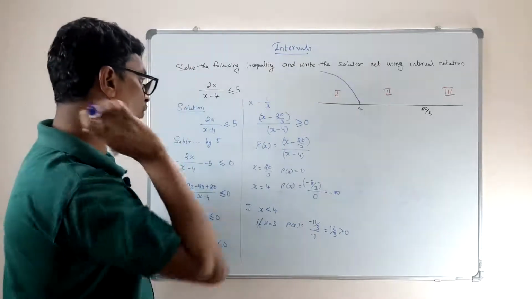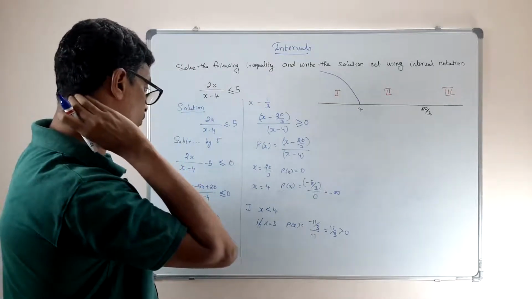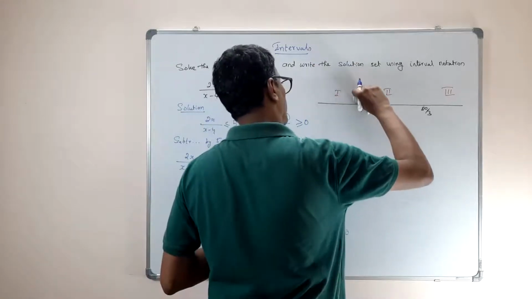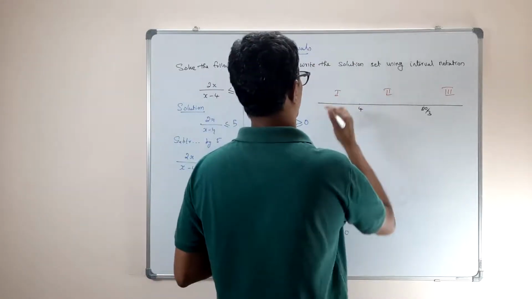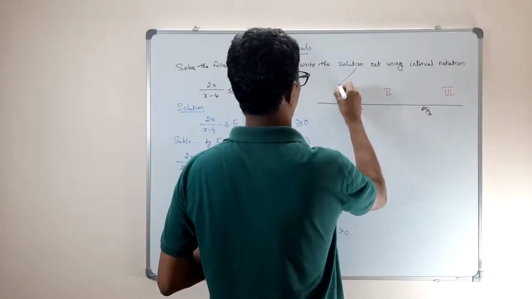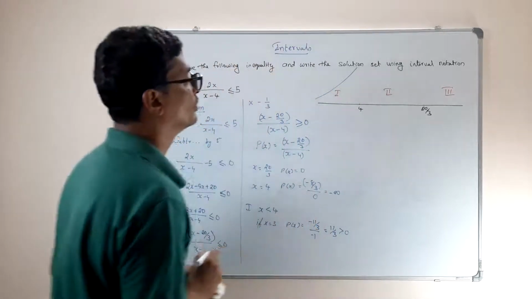Now let us go for... Oops, sorry, I made a mistake. 4 will be in the infinity. Yeah, 4 will be in the infinity. So this will go something like this.